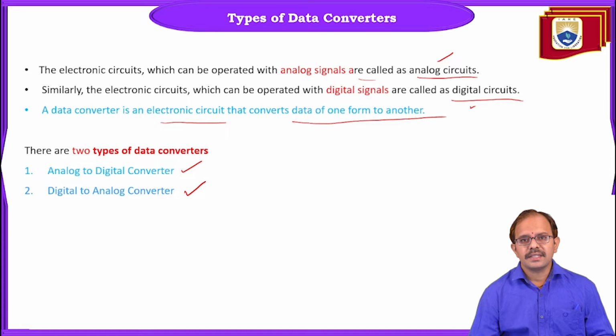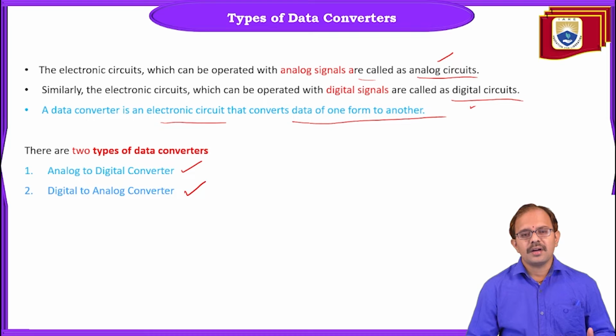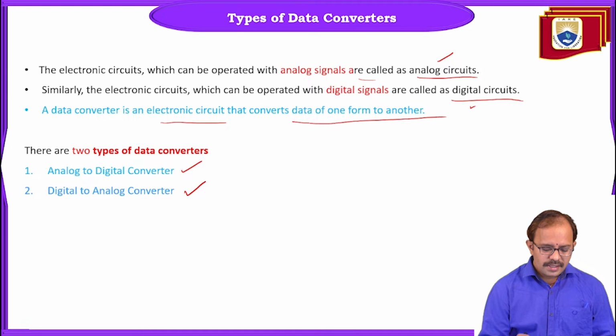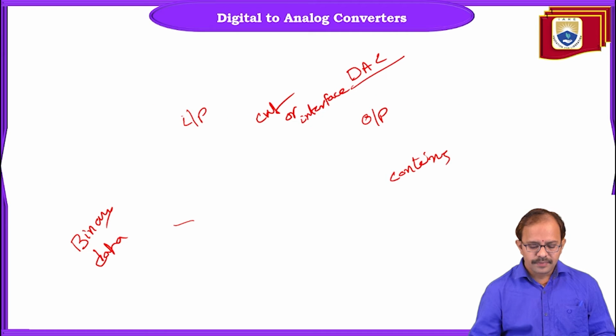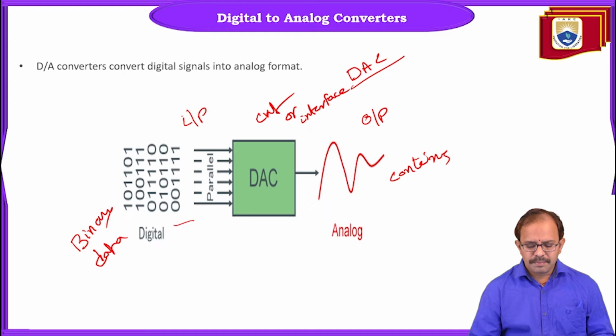What are they? The data can be digital form or it can be analog form, and in the application one needs to convert this analog data to digital, and also needs to convert digital data to analog. According to this, we have two types of converters. The converters are analog to digital converter, and the second one is digital to analog converter. Also we have seen a brief introduction regarding digital to analog converters.